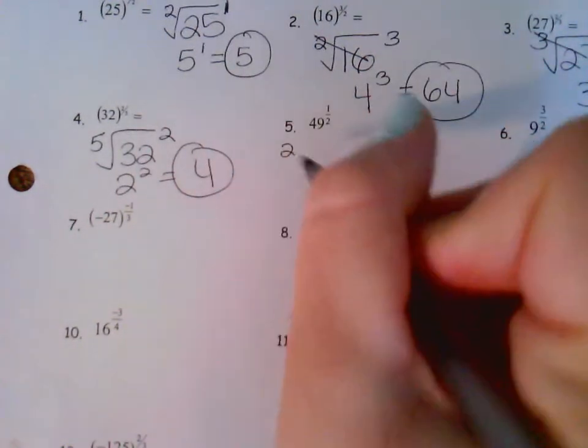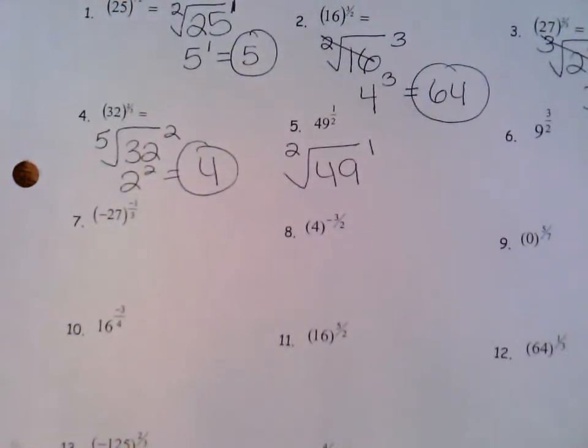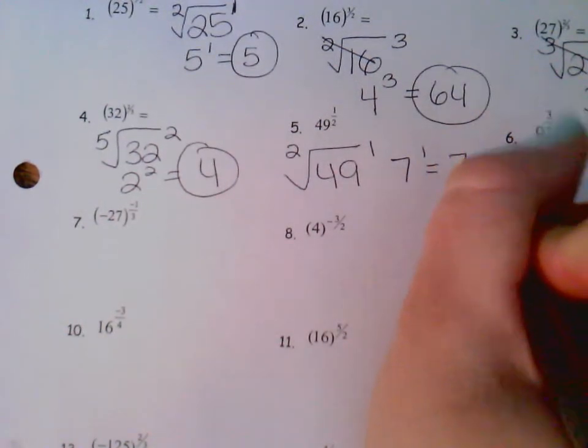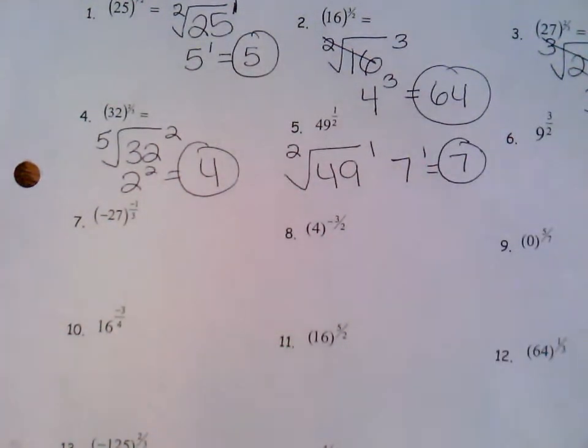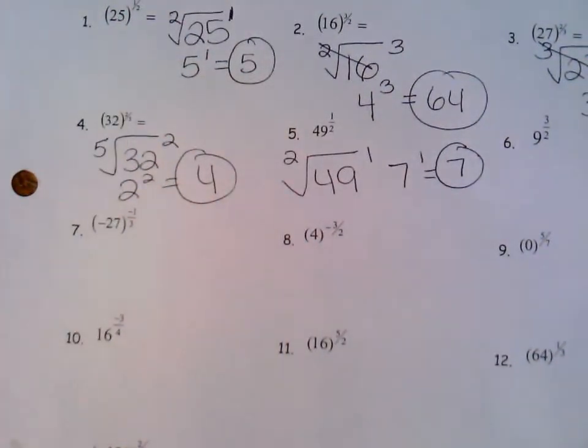So you're taking the square root of 49 and then raising the answer to the first power. So what is the square root of 49? Just 7. So 7 to the first power is just 7. So raising a number to the half power, just like we did in number 1, it's just taking the square root of that number. I don't know who thought this up or who thought fractional exponents would be a good idea, but someone did.